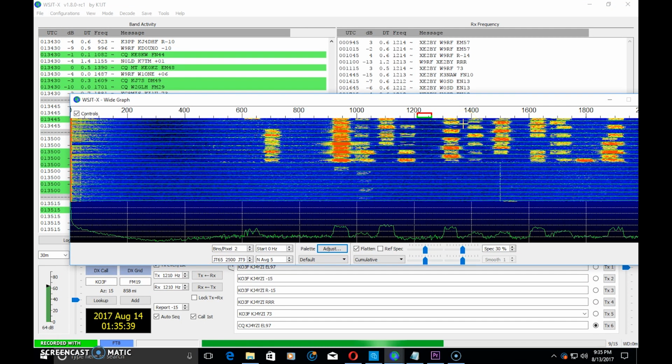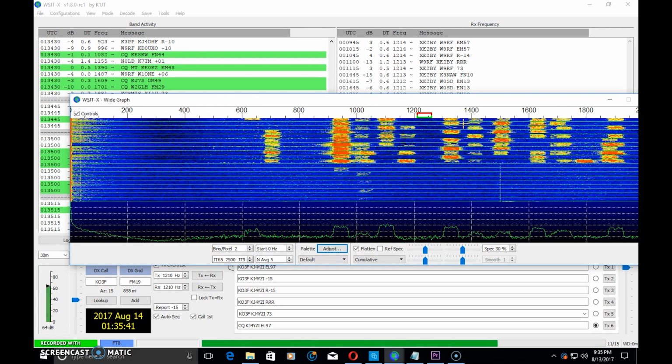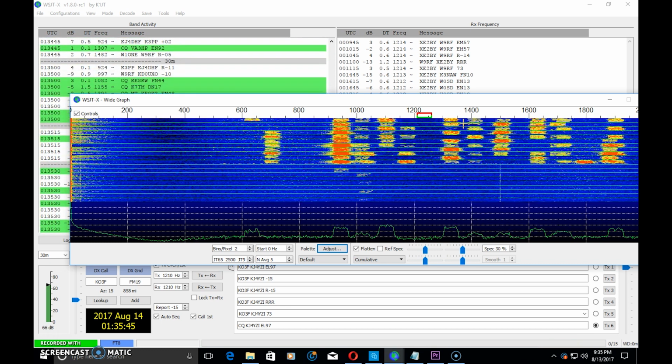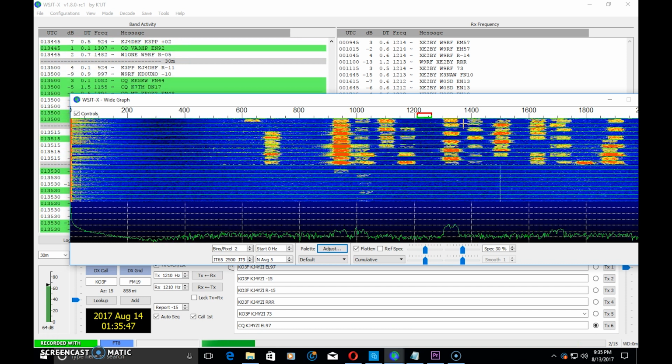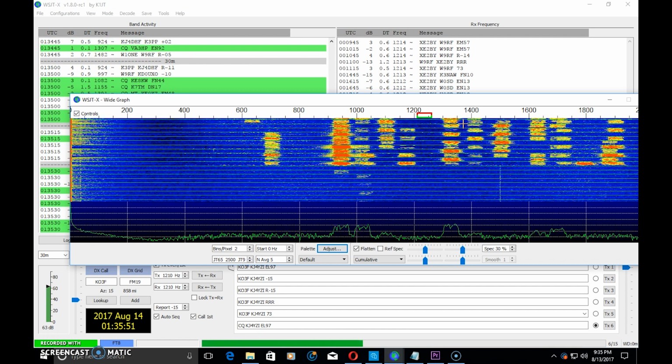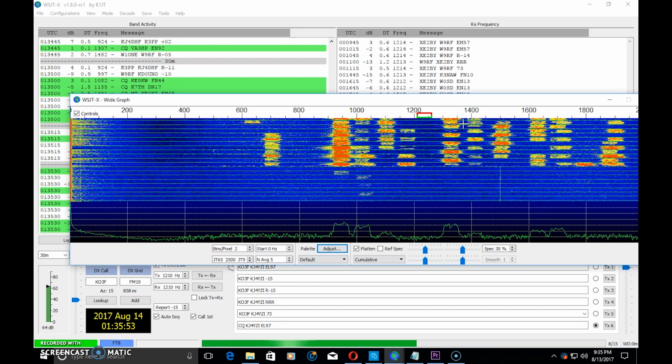This is 10.136 using the WSJT-X software for FT8 mode. And on 10 megahertz, it looks like there are plenty of people calling CQ and plenty of digital contacts tonight.